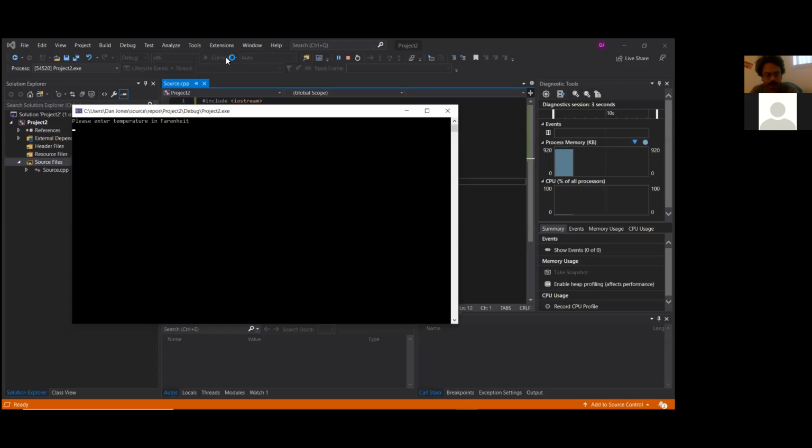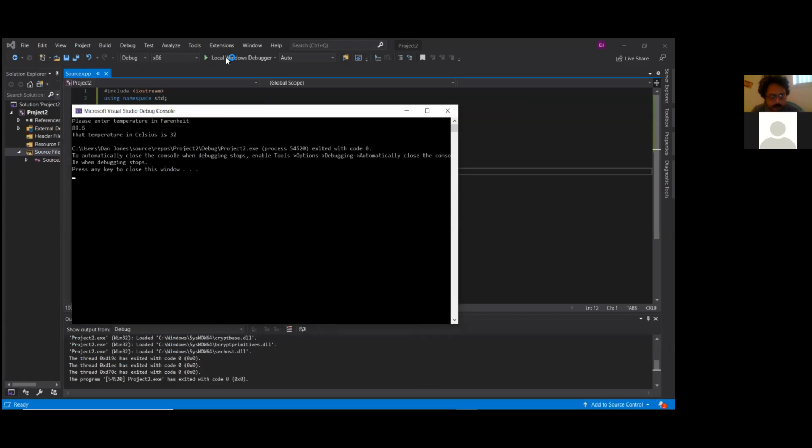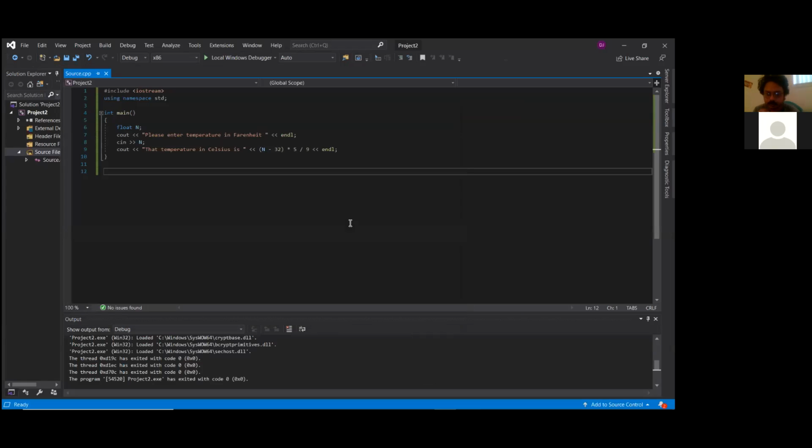Perfect. The example was 89.6. Yeah, let's use the textbook example. That is 89.6. And it prints out temperature in Celsius is 32. Perfect.